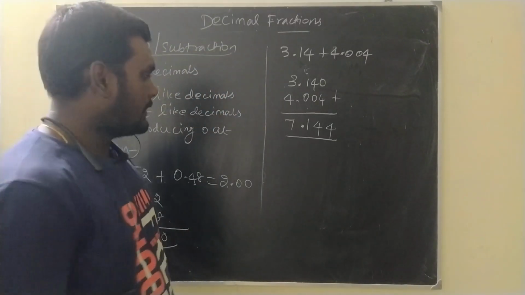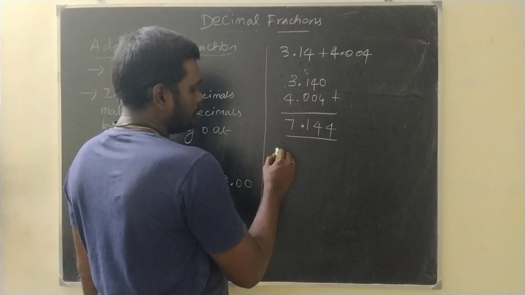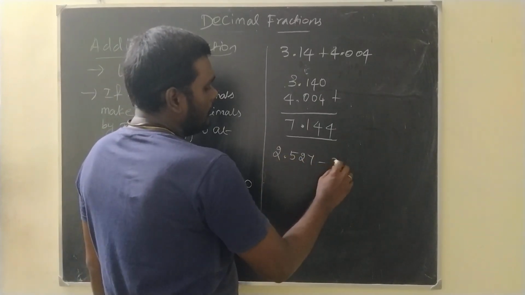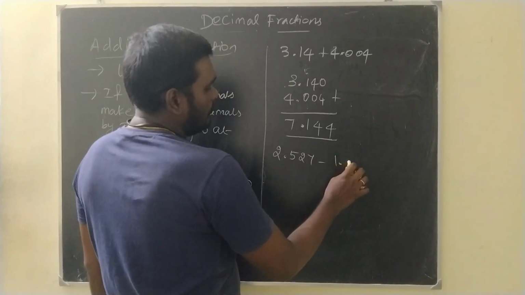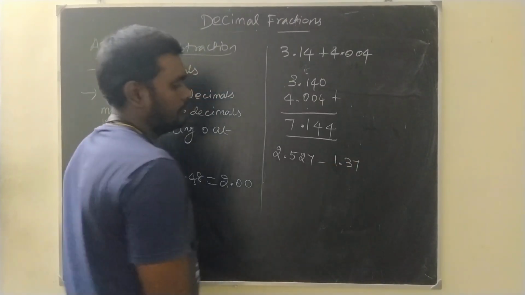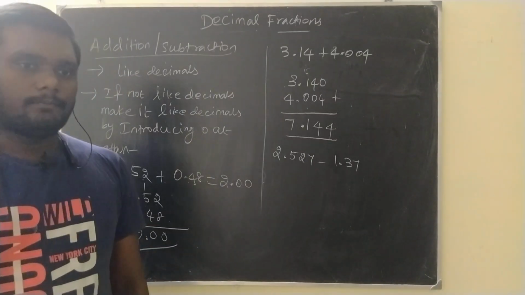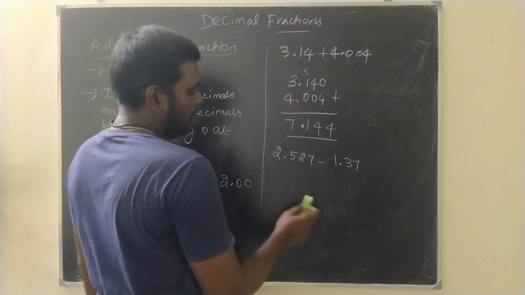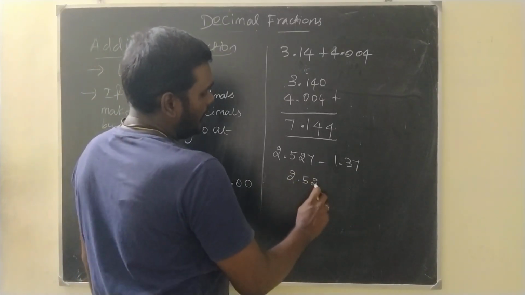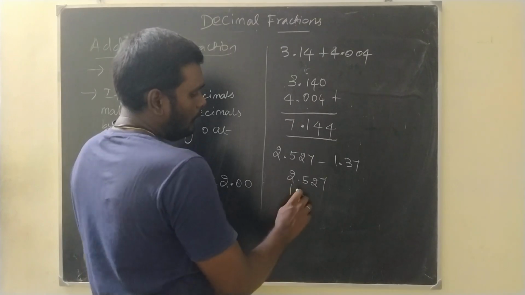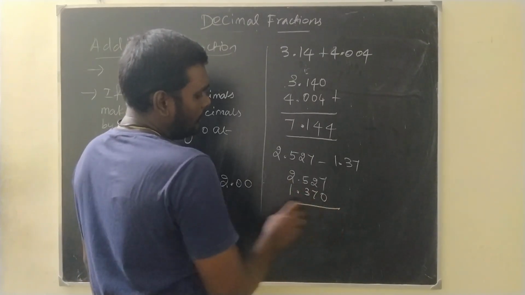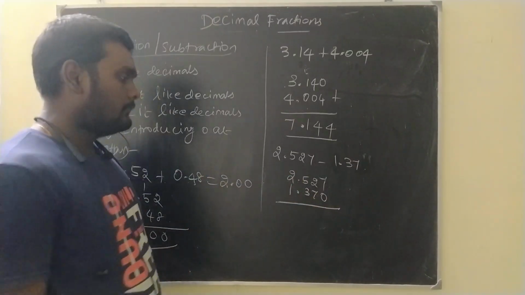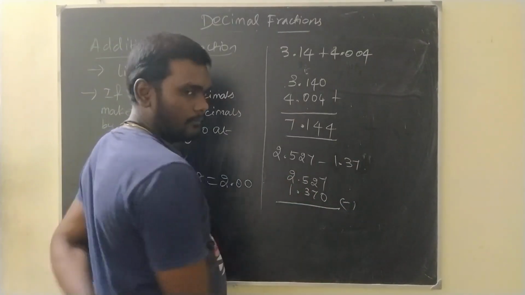Then what do you think for subtraction? 2.527 minus 1.37. How can we subtract this? We have to put one 0 at the end. So 2.527, from this 1.370. At the end you should put one 0, so that they will be like decimals. Now we can subtract.